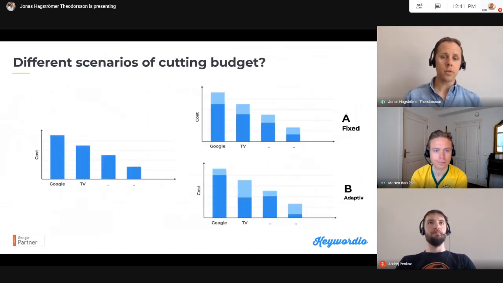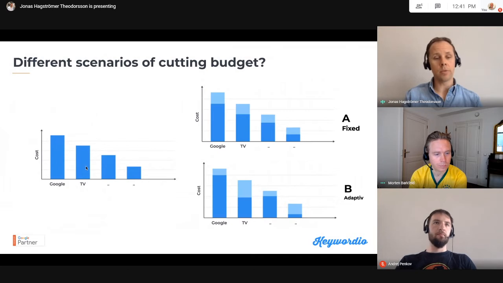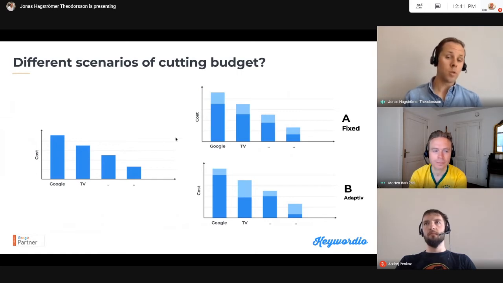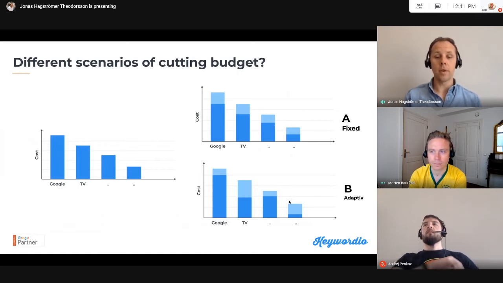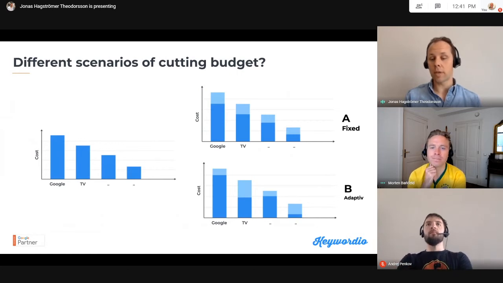So different scenarios of cutting the budget. So for example, you have the case here, you spend on Google, and let's say that you just simplify, you spend on TV as well. So when your manager comes in and says, hey, I want to cut the budget, you need to cut the budget with 30%. Do you cut 30% on all channels with a fixed way of doing it? Or do you cut like 10% on the channels that have short-term effect, for example? Could be a way, an adaptive approach to look at it.